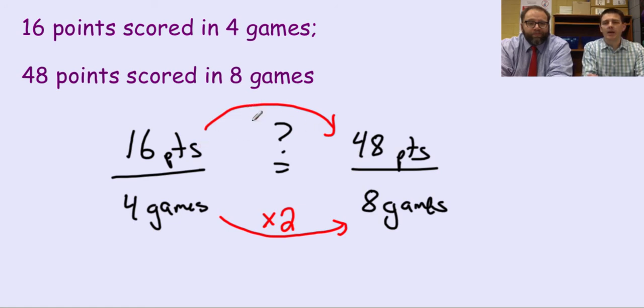Unfortunately, 16 times 3 gives me 48. So my numerators and denominators did not change equally. So this one is a no. They are not equivalent. Nope. I could have changed them into unit rates. That's always going to work for you. But in this case, there was a quicker way to get there: finding a pattern between my numerators and my denominators.